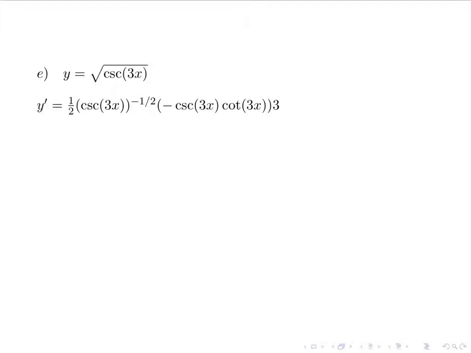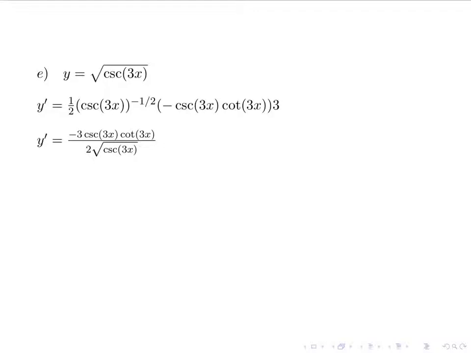I've got something to the negative 1/2. That means it's going to go in the denominator. It's also going to be the square root. So that I get in the top negative 3 cosecant 3x cotangent 3x, and in the bottom 2 times the square root of cosecant of 3x.